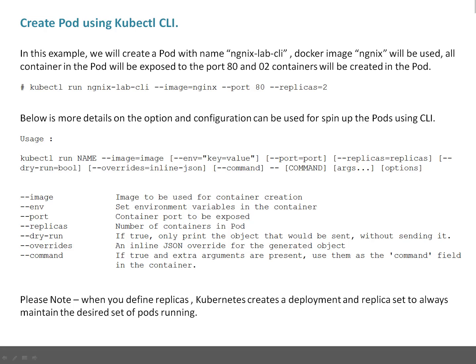So you can run kubectl, which is the Kubernetes command. Run is basically the option which we are using. This is going to be the pod name. --image is equal to the image name. That's the image we are going to use. --port=80, because containers will be exposed with this particular port. --replicas=2 means 2 pods or 2 containers will get created.